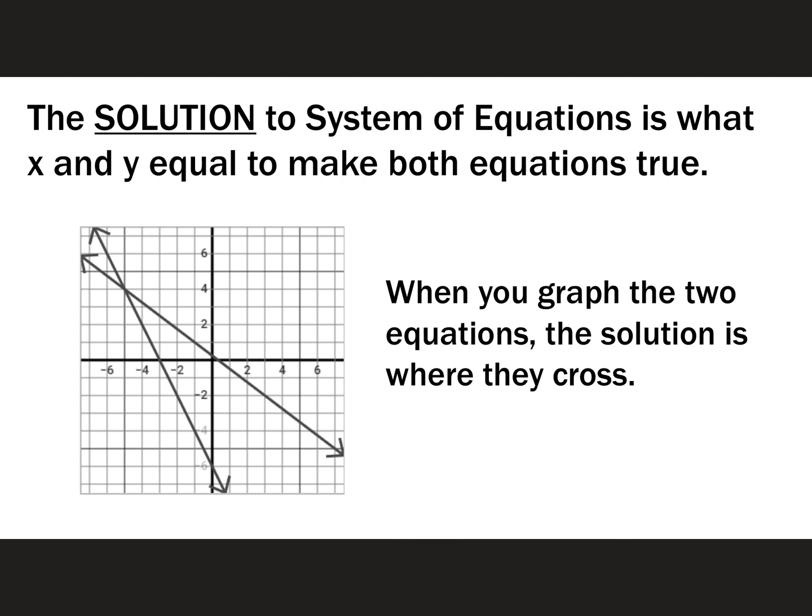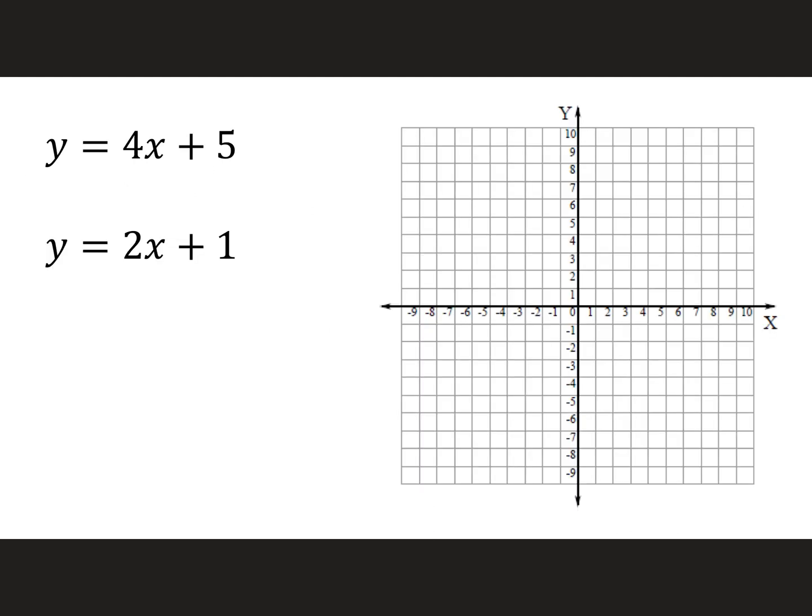When you're given two equations and you graph them, the solution is where the two lines cross. And so in this case, right here is where they cross, which looks like that is at (-5, 4). That would be the solution to that particular system of equations. So let's get graphing. All right, the first equation is y equals 4x plus 5.